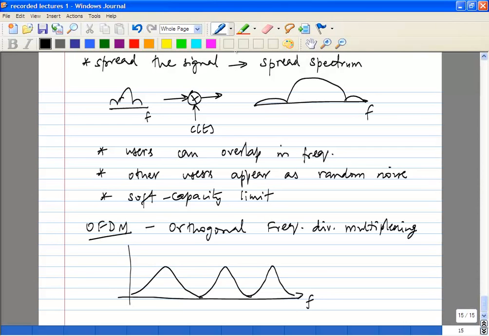So you'll have a number of channels, and in this case I have shown 3 sub-channels, but you could have a number of them. In fact, several hundreds or thousands are not uncommon. And you could also have guard bands to separate the different subcarriers if you want to eliminate ISI completely, but then you would have lower spectral efficiency.